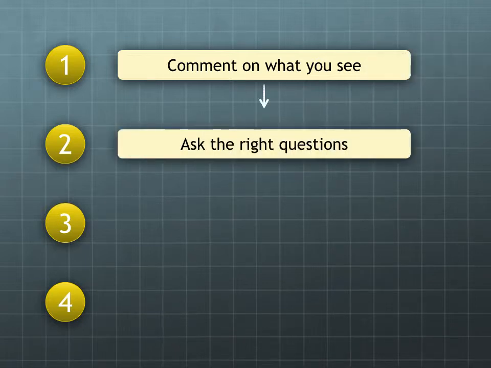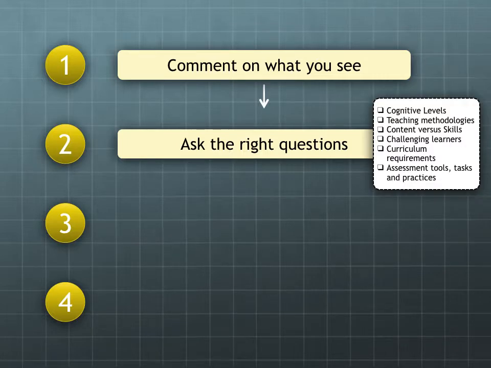The next step is to make sure you ask the right questions. Ask questions of each of the subjects or grades. Question whether there could be reasons for the shape of the curve that you see in front of you. So some of the reasons could be cognitive levels. Are teachers teaching to the correct cognitive levels? What are the teaching methodologies like? Are teachers teaching content versus skills, more content than skills? Are we challenging the learners? Are we following what the actual curriculum requirements are? And are assessments, tools, tasks, and practices actually at the standard we want them to be at?